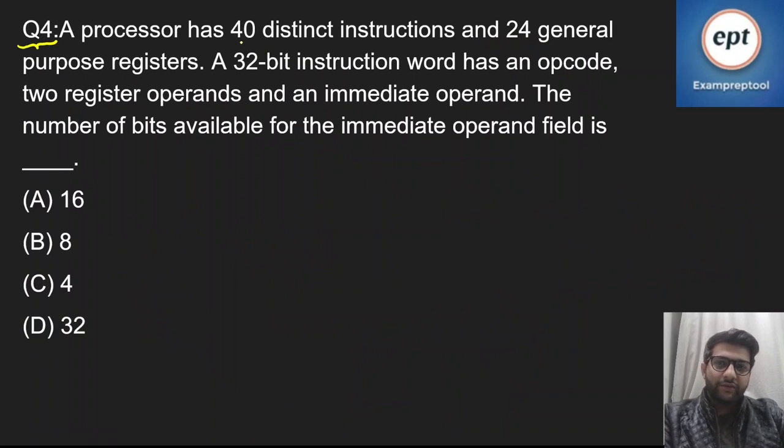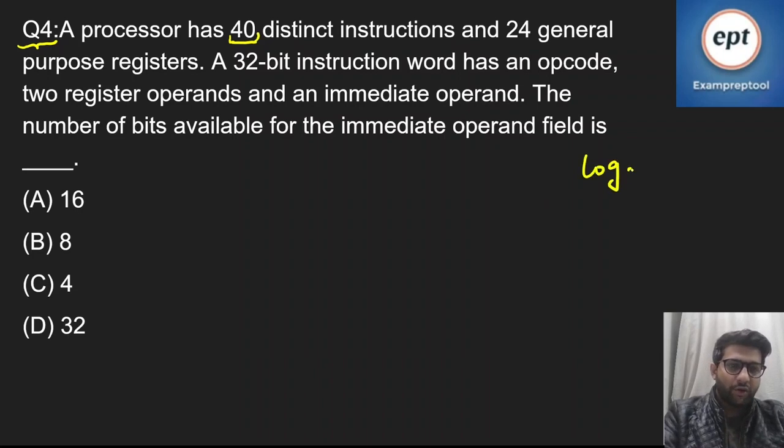A processor has 40 distinct instructions, right? So what information can we get from this? How many bits will be required for the opcode? It will be log base 2 of 40, right? Now, since we know that this will be a decimal value, what will we take, the ceil value or the floor value? We will take the ceil value, right?